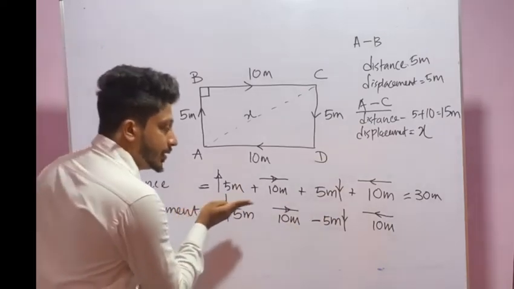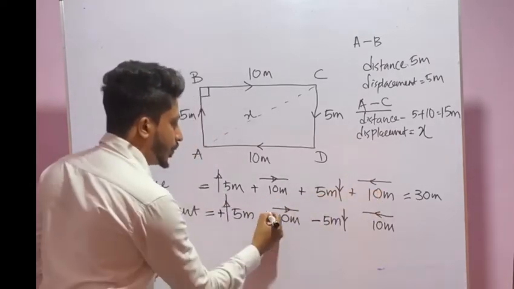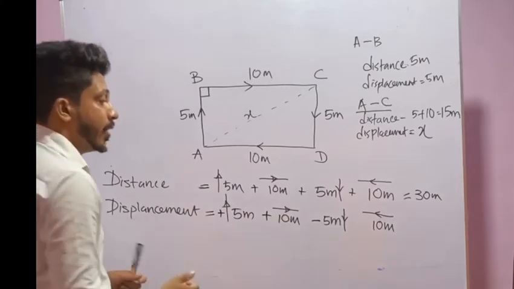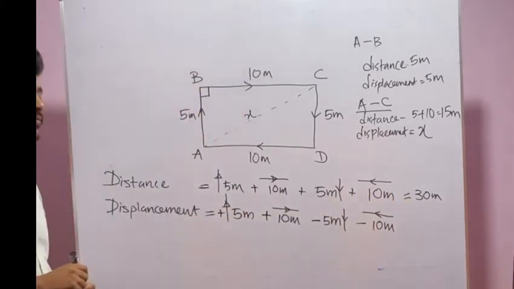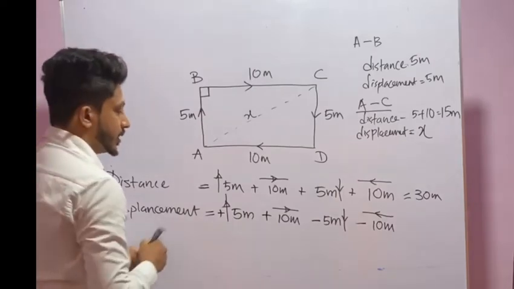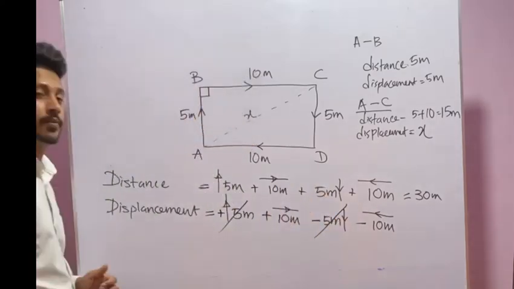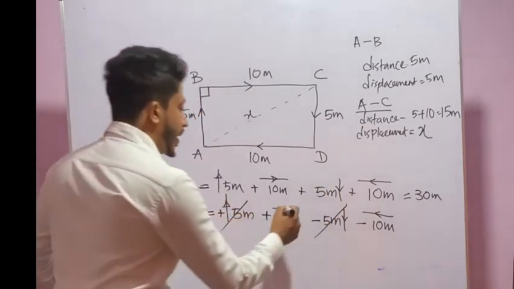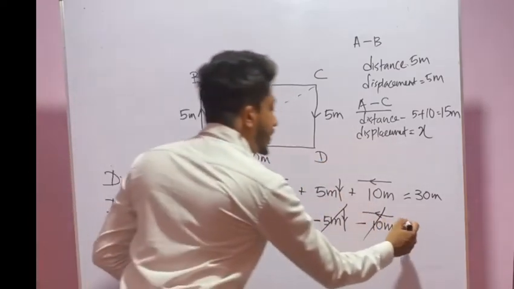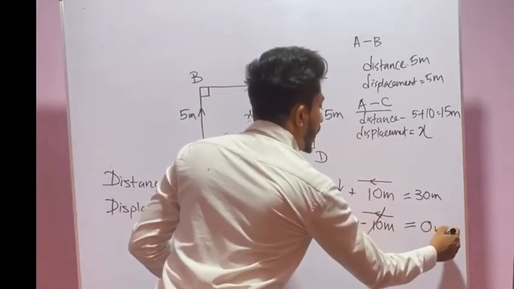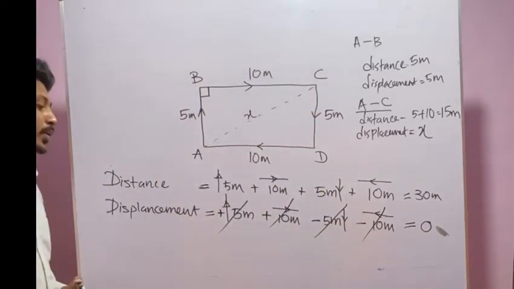If I consider this direction as positive, I have to consider this direction as negative. So this plus 5 meters is cancelled by this minus 5 meters. This plus 10 meters is cancelled by this minus 10 meters, that is 0 meters. So displacement is 0.